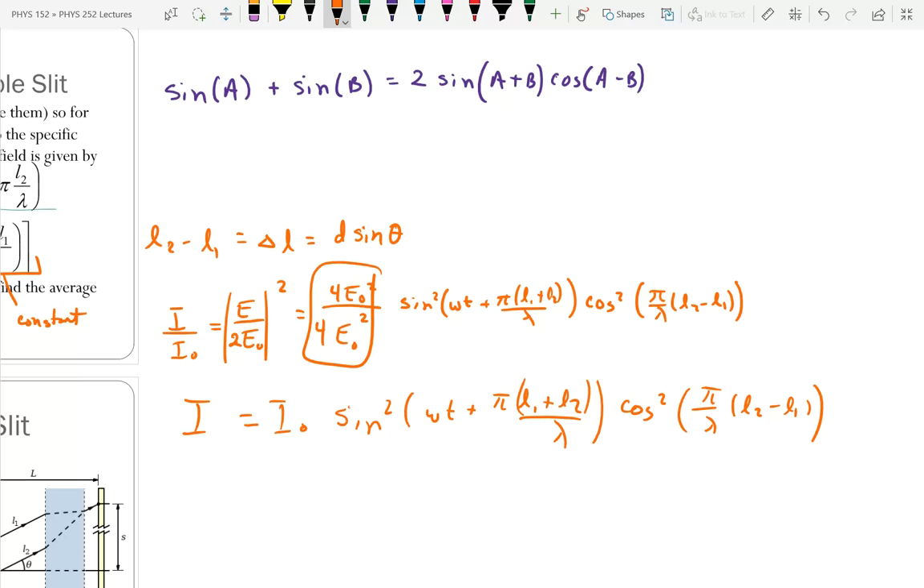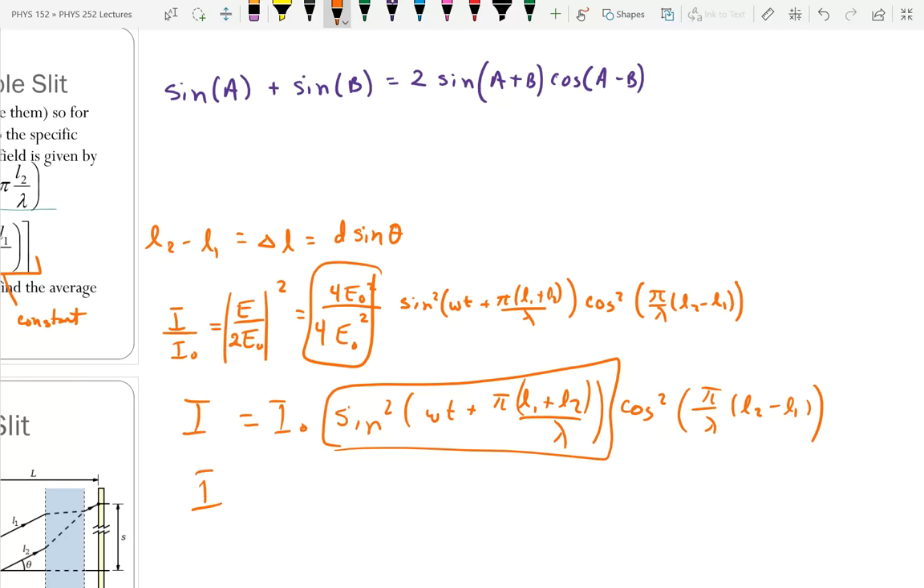So that's the intensity at any time. Well, if we look at the average intensity, what's the average of sine squared? What's the average of sine squared over an integer number of periods? Sine squared is symmetric between 0 and 1. So the average is 1/2.